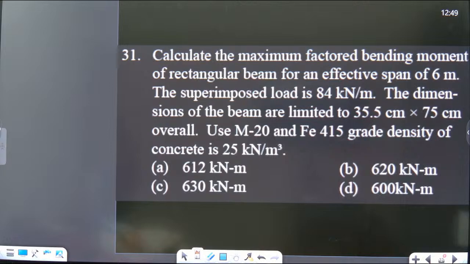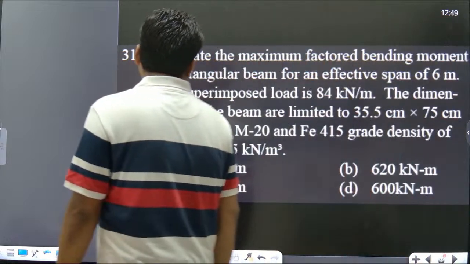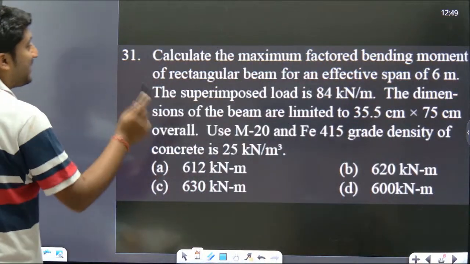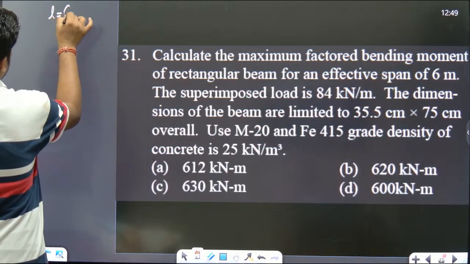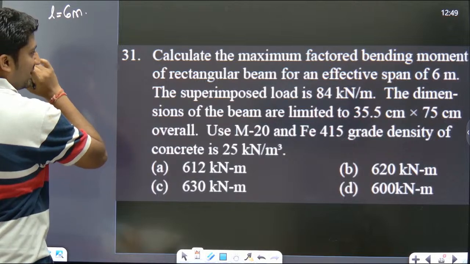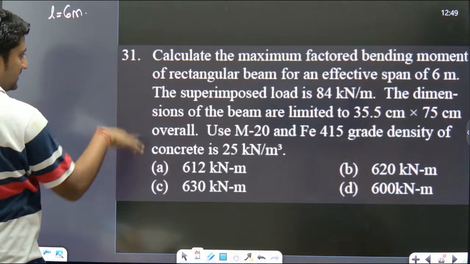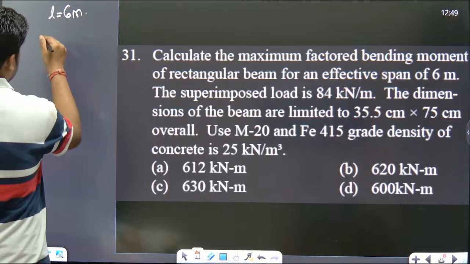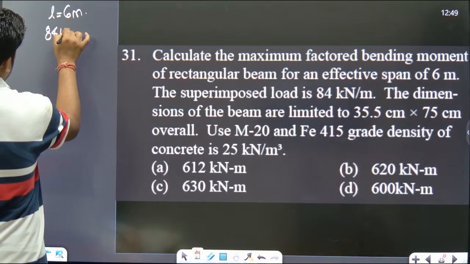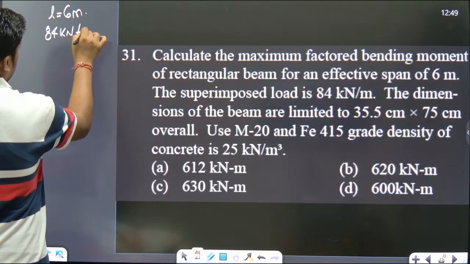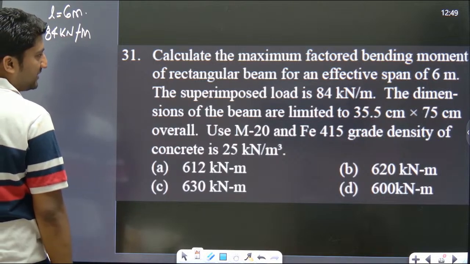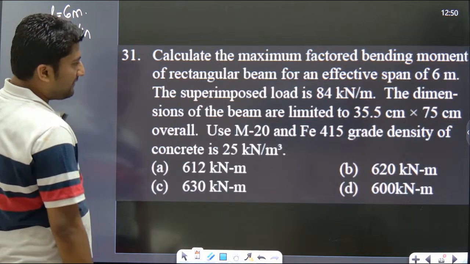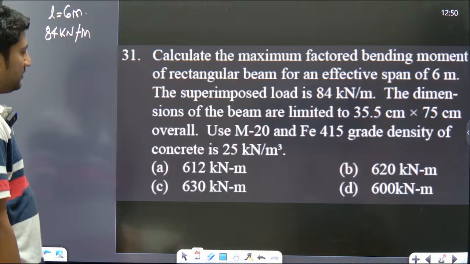This is also a very good question. Calculate the maximum factored bending moment of a rectangular beam of effective span 6 meter. The superimposed load is 84 kilonewton per meter. The dimensions of the beam are limited to 35.5 centimeter and 75 centimeter overall. Concrete is M20, Fe415 grade, and the density of concrete is 25 kilonewton per meter cube.